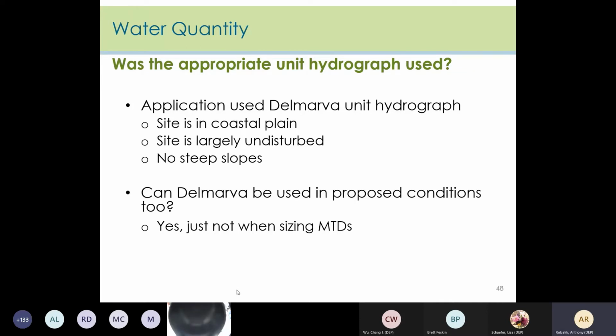The one time it does matter is if they're sizing something based on peak flow rate, like an MTD. So you should definitely not let someone use the Delmarva unit hydrograph when sizing an MTD.